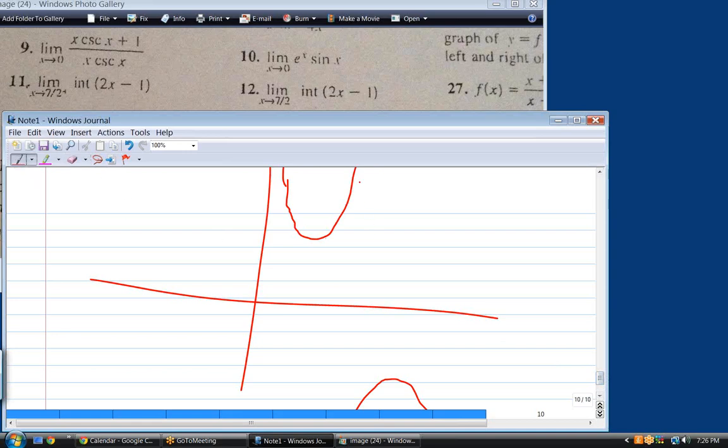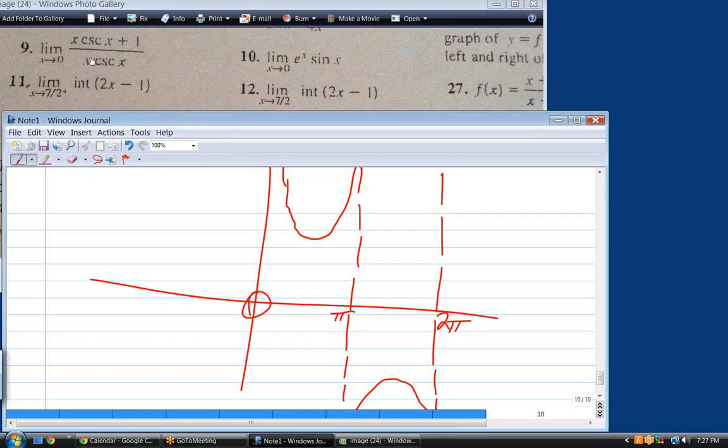Right. And wherever the sine is equal to 0, the cosecant is equal to infinity. In other words, the cosecant curve has vertical asymptotes. You can't take the cosecant of 0. You can't take the cosecant of pi. You can't take the cosecant of 2 pi. Each of those produce infinity.